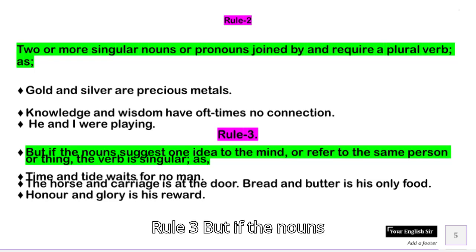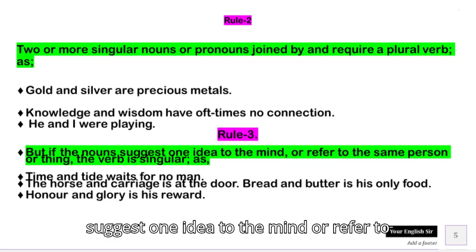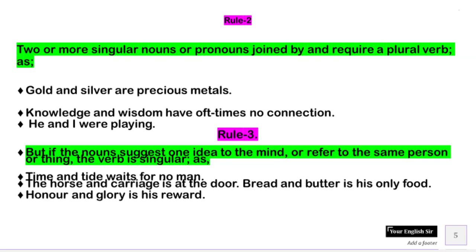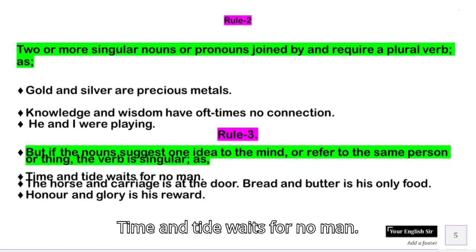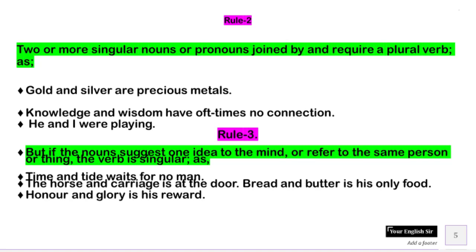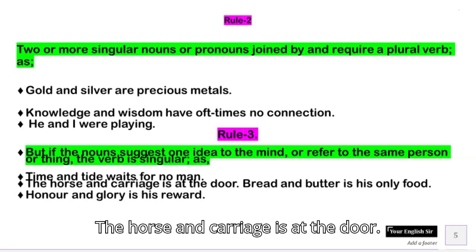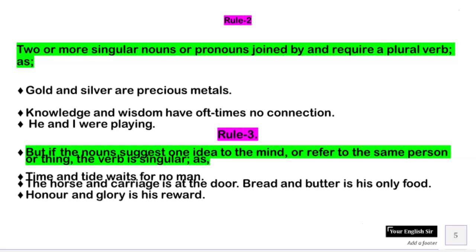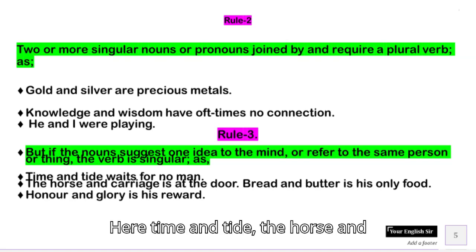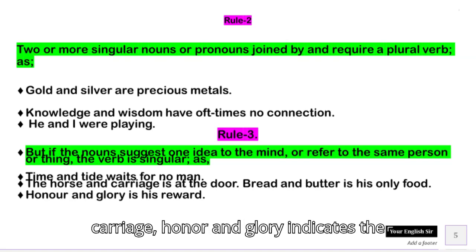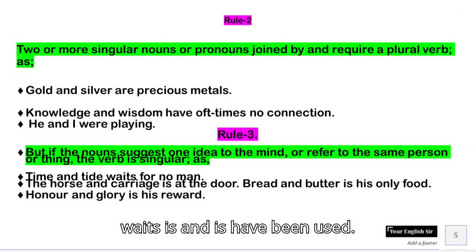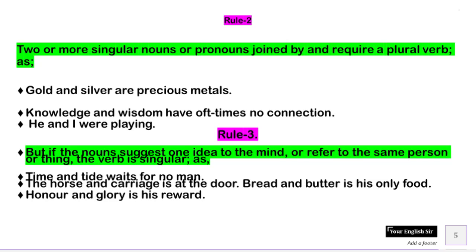Rule 3. But if the nouns suggest one idea to the mind, or refer to the same person or thing, the verb is singular. For examples: time and tide waits for no man. The horse and carriage is at the door. Honor and glory is his reward. Here, time and tide, the horse and carriage, honor and glory indicate the same noun, so the singular verbs like waits, is, and is have been used.